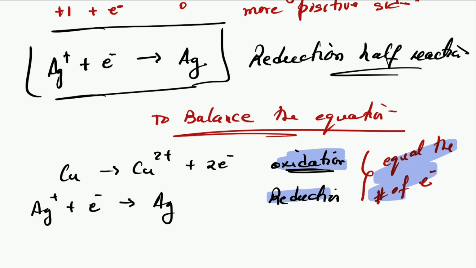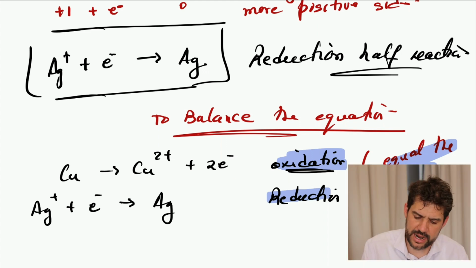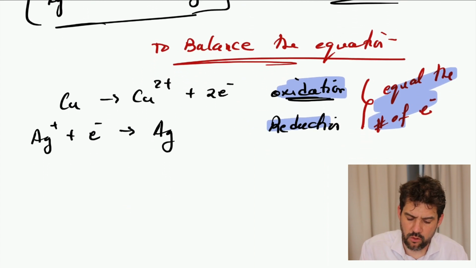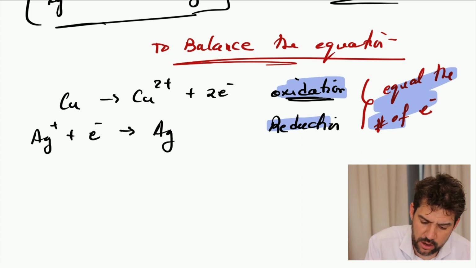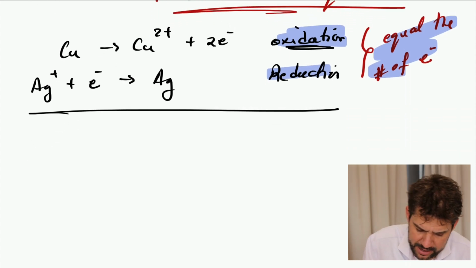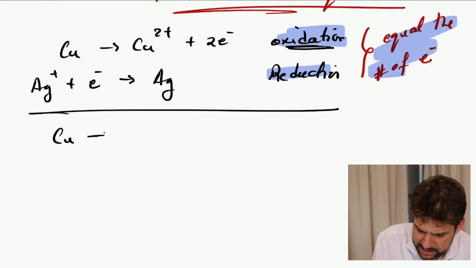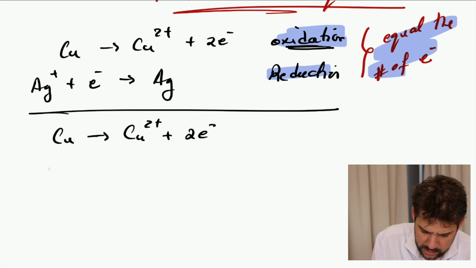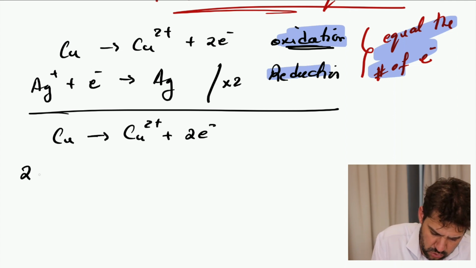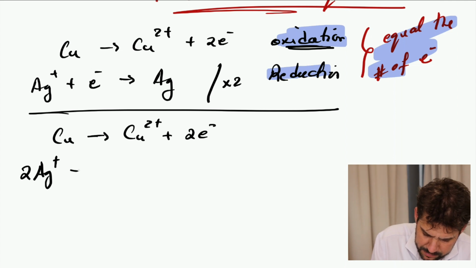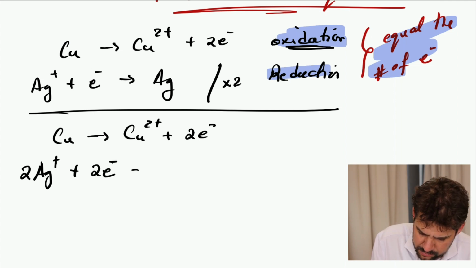In mathematics, you know you have to multiply by a number. We have 2 electrons on top here, and we have 1 at the bottom. So we can multiply the bottom, the reduction half reaction, by 2, the whole reaction. So I'm going to rewrite everything, guys. I'm doing it step by step. You do not have to do everything, if you understand. But now here I'm multiplying everything by 2. So it's 2 Ag plus 2 electrons, and this one is 2 Ag.